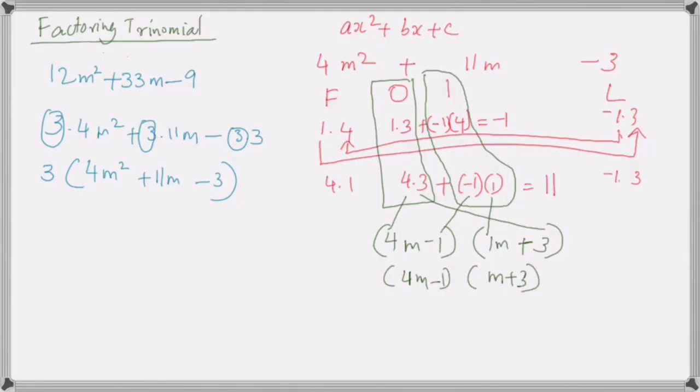So what is the answer? The answer is, so here this, what is that? That's the factors of this, correct? So the answer is 3 times, oops, 4m minus 1 times m plus 3.